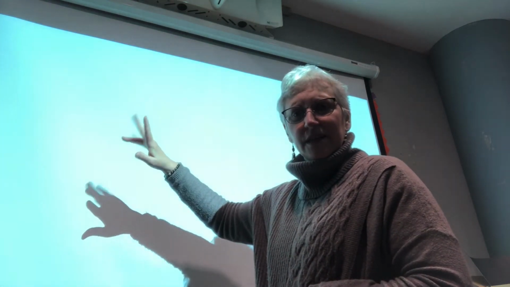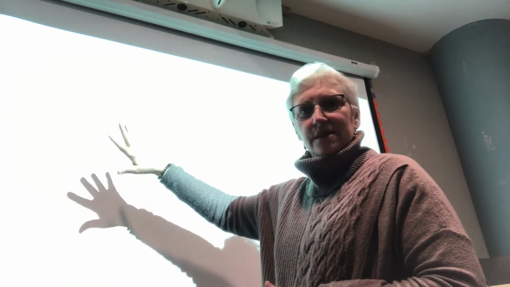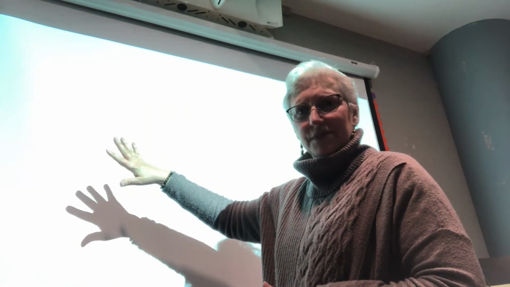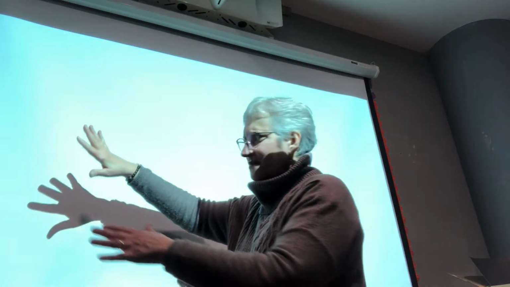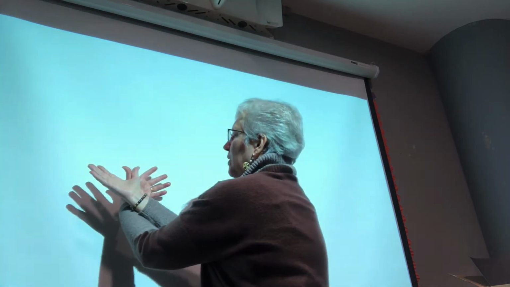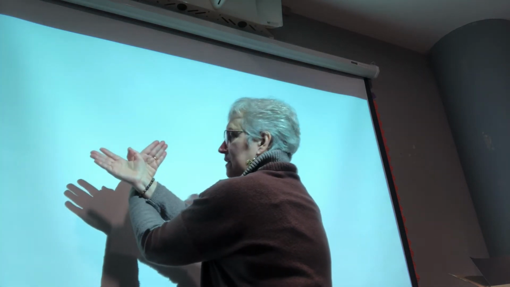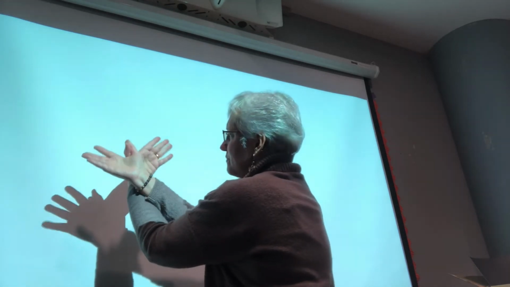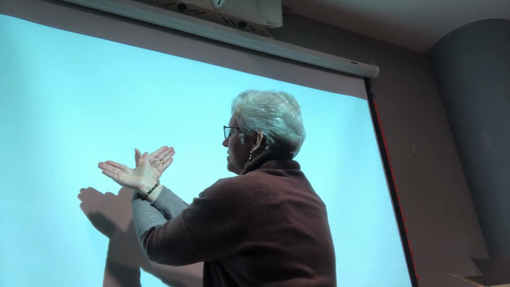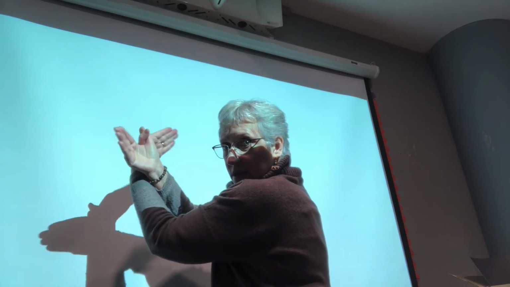So shadows make shapes, right? Here's the shape of my hand. Can we make some animals with our hands? Let's try it. Take both your hands and turn them palm towards you and interlock the thumbs and put your fingers together and we have a bird.